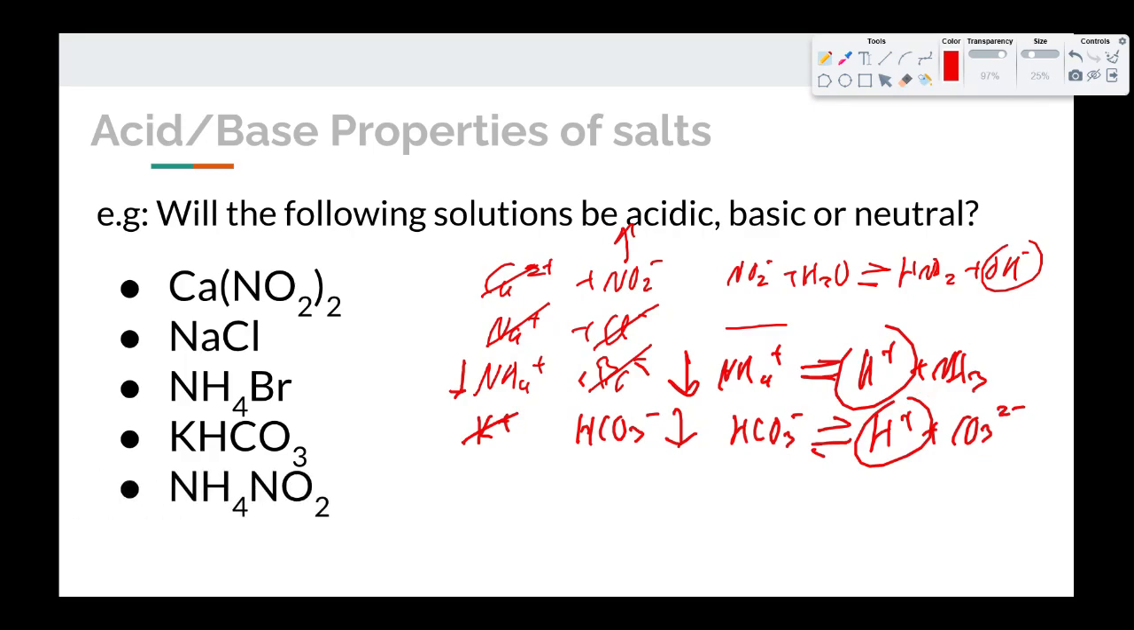So this is an acidic salt. Here's NH4NO2. This is going to give you NH4 plus, and it's going to give you NO2 minus when it dissolves. This, as we have already seen, will tend to lower pH because it's a weak acid. It's a conjugate acid of NH3. This will tend to raise pH because it's a weak base. We saw that up here. So in a case like that, we have to make a comparison.